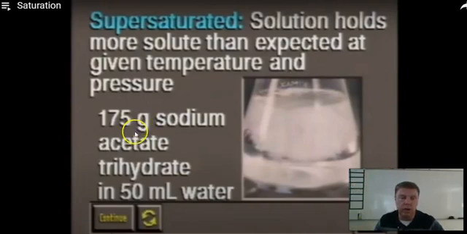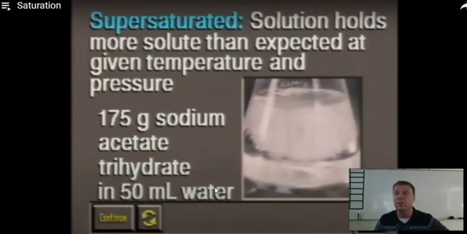So let's do this real quick. Sodium acetate trihydrate and water. Which one's the solvent? Water's the solvent. The solute is the thing dissolving in. So this right here is the solute. So it says the solution holds more solute, it holds more of this than expected in that water. And so I get it to do work for me.